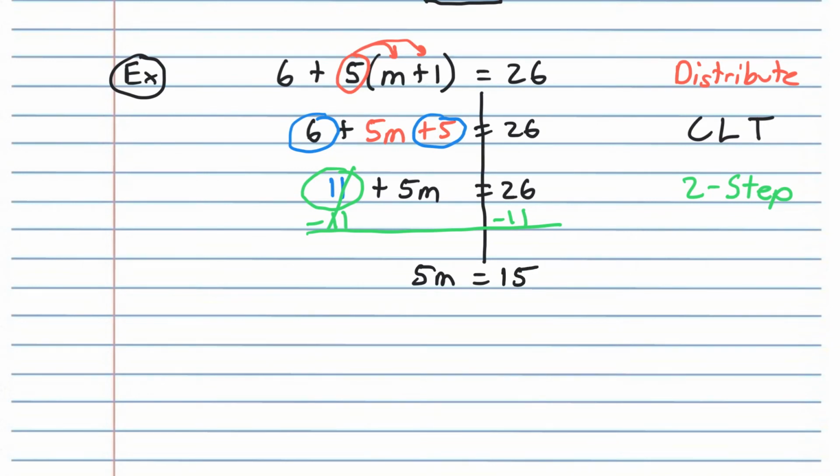Okay, and now we can just get rid of that 5 by dividing. Because now we're down to a one step. So divide by 5, divide by 5. And we get m is equal to 15 divided by 5, which gives us 3. Okay. So again, the individual steps are not super difficult. The difficulty is making sure that you stay organized and you know what the next step is. Okay. So organization is going to be key for these questions.